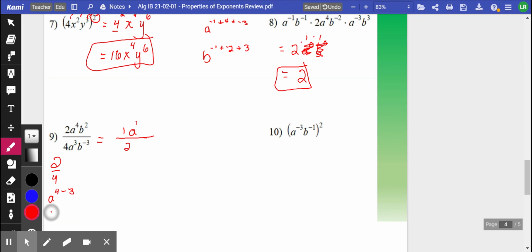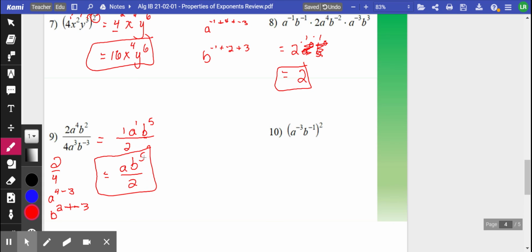The b's are divided. Now you have to be really careful that we do the right subtraction problem. This is 2 minus negative 3. Minus a negative turns to a plus, and that's going to end up being b to the 5th. Now, it would be acceptable to write it as is here. I prefer to write it without the 1s, and that's how I would write it.